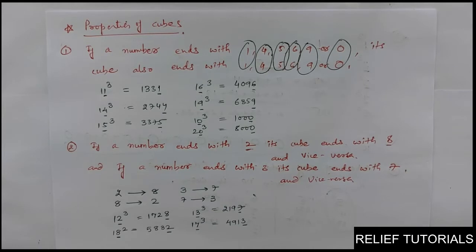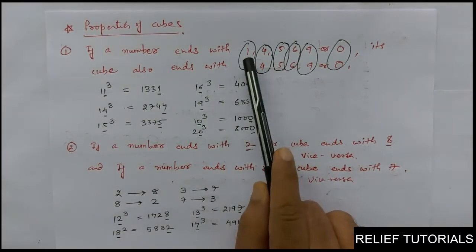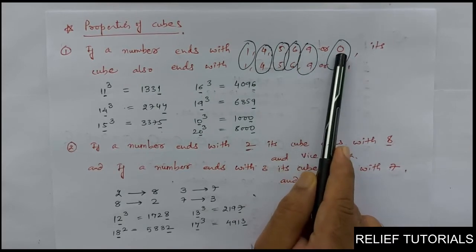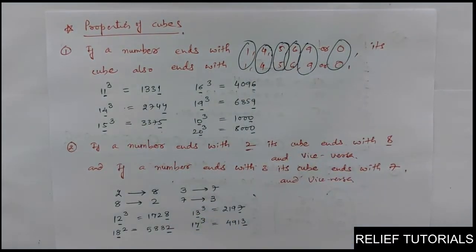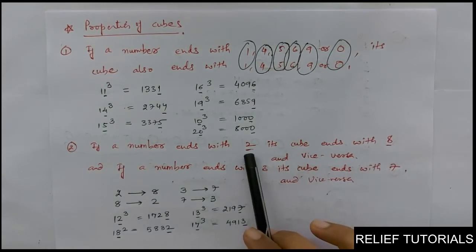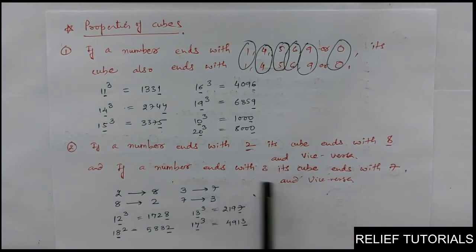In the previous lecture we have discussed some properties of perfect cubes. A number which ends with 1, 4, 5, 6, 9 or 0, its cube also ends with 1, 4, 5, 6, 9 and 0. If a number ends with 2, its cube ends with 8. If a number ends with 8, its cube ends with 2. Same thing for 3 and 7 also.